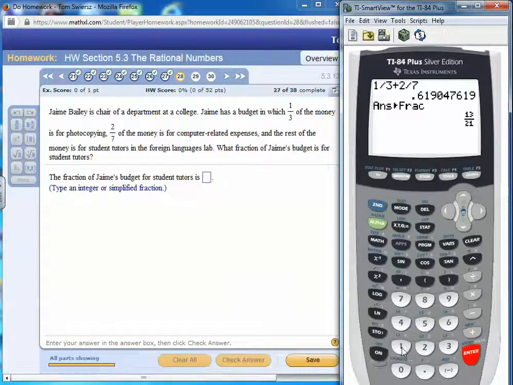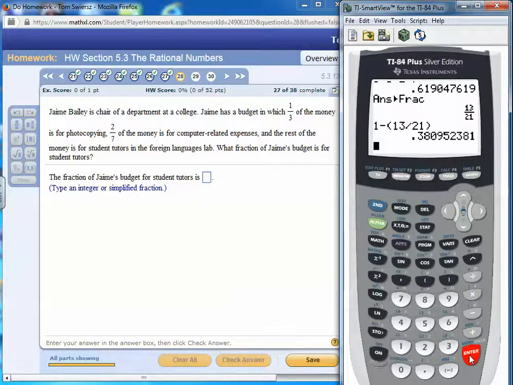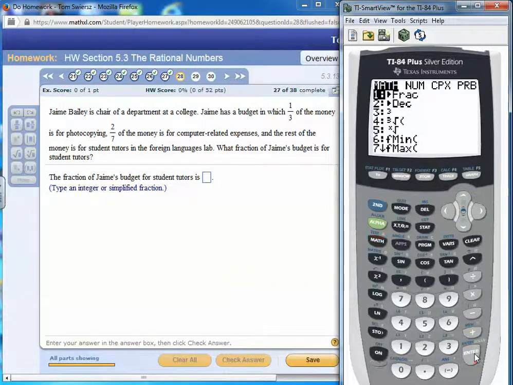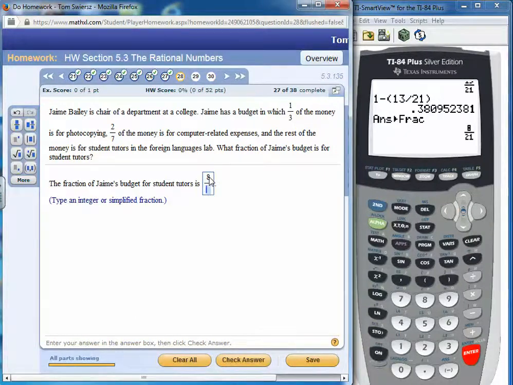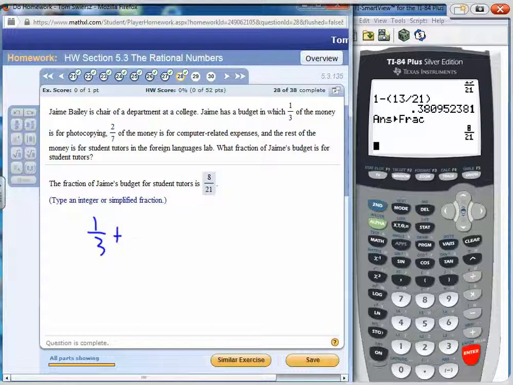Now what we're going to do is take 1 minus the sum of those two, which is 13 divided by 21. And we're going to get 0.30895. Again, hit the Math key, fraction, and hit Enter, and we get our answer, which is 8/21.